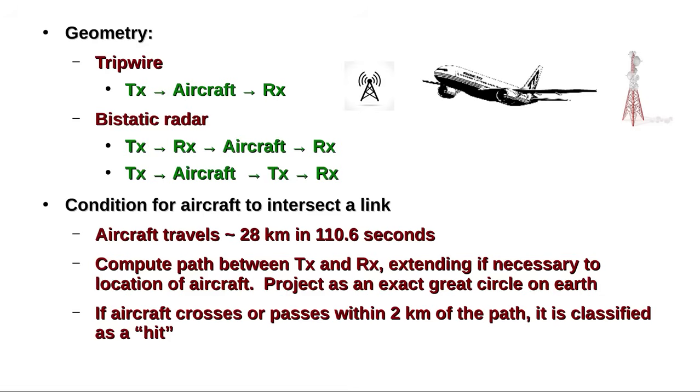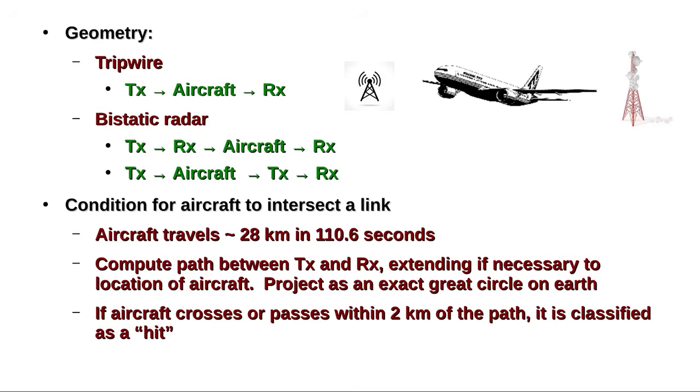Two types of geometry are possible. The first has been described as resembling a tripwire, where an aircraft passes between the transmitter and receiver. The second has been described as bistatic radar, where a transmitter sends a signal in the direction of a receiver where it continues along on a great circle path, reflects off an aircraft, and the reflected signal is picked up by the receiver. Variations of that geometry are also possible.